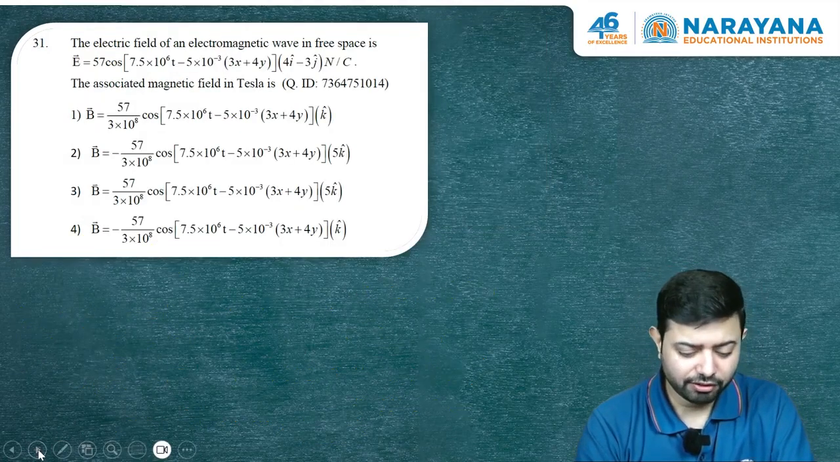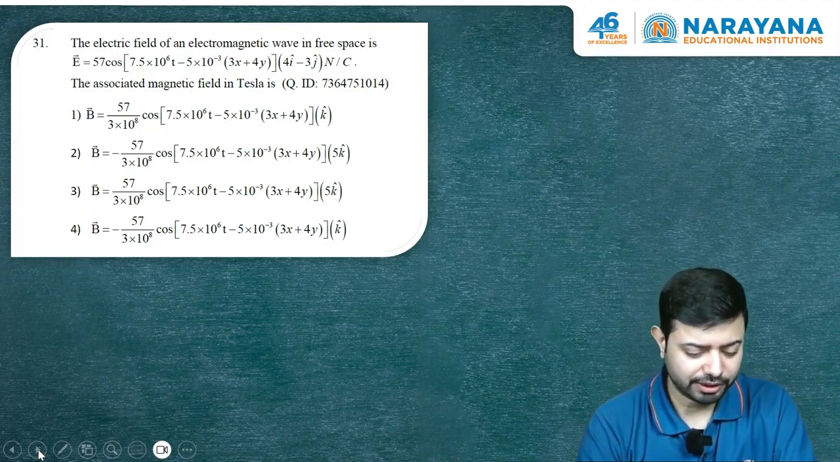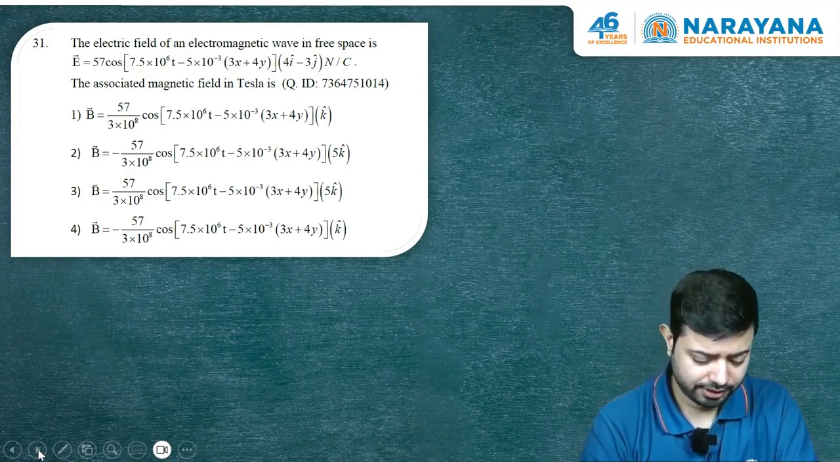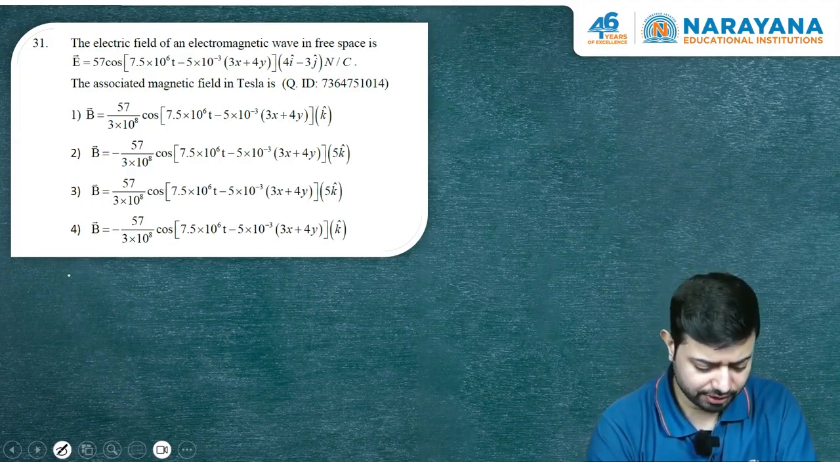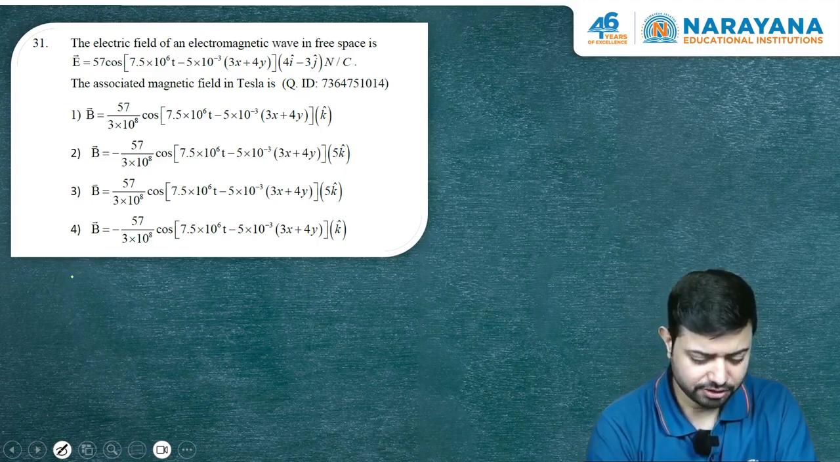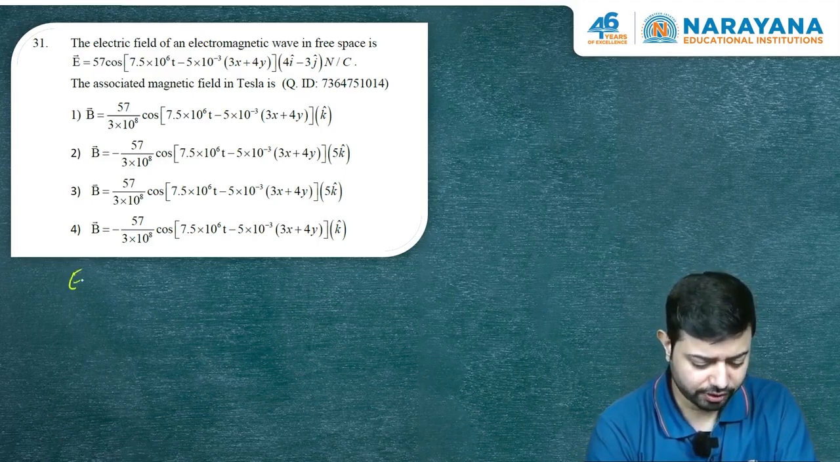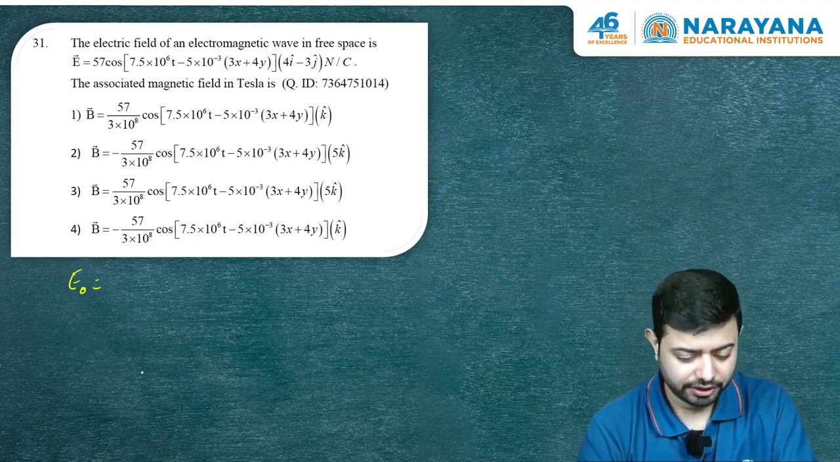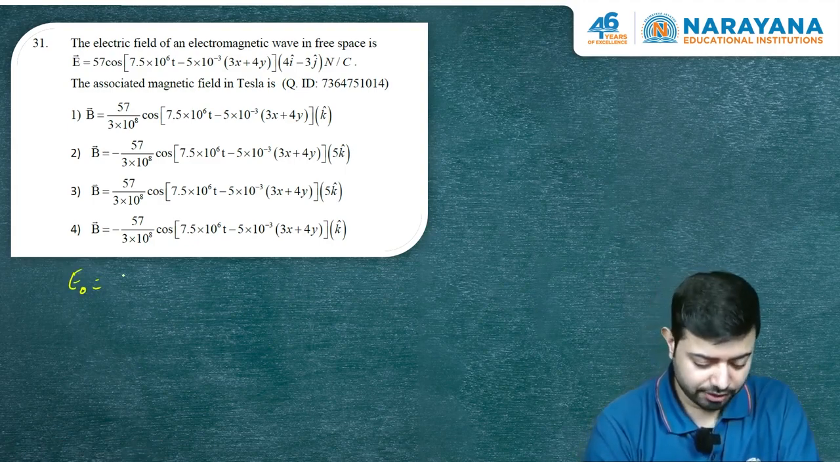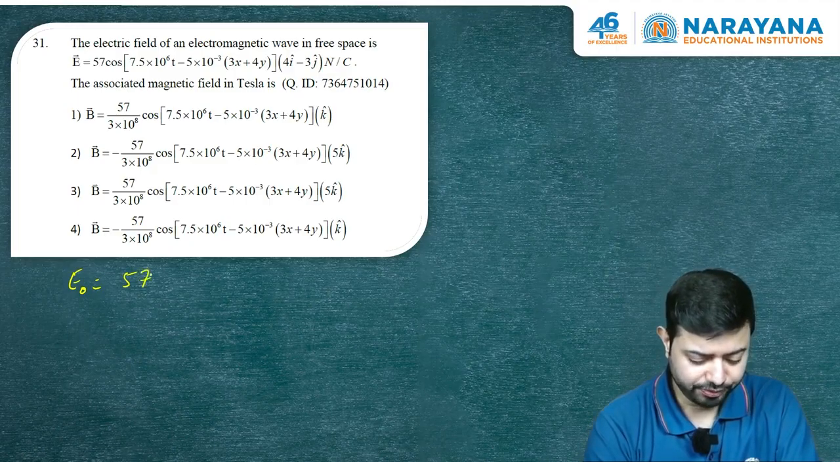The electric field of an electromagnetic wave in free space is given by this E vector. The E vector has some important terms. Let us see that. How much is the E naught over here? The amplitude is 57 into (4 i cap minus 3 j cap). So this is something like 57.